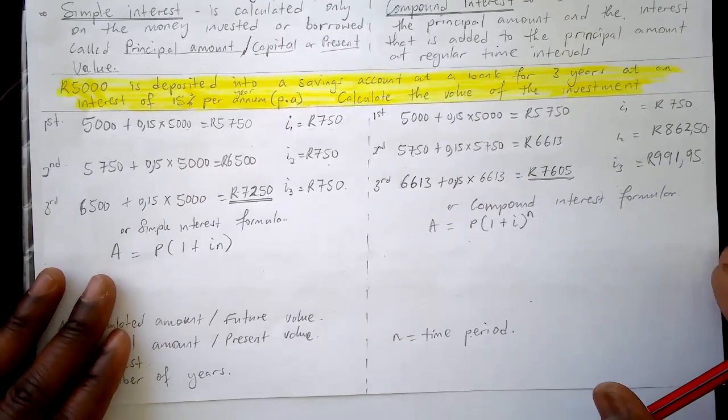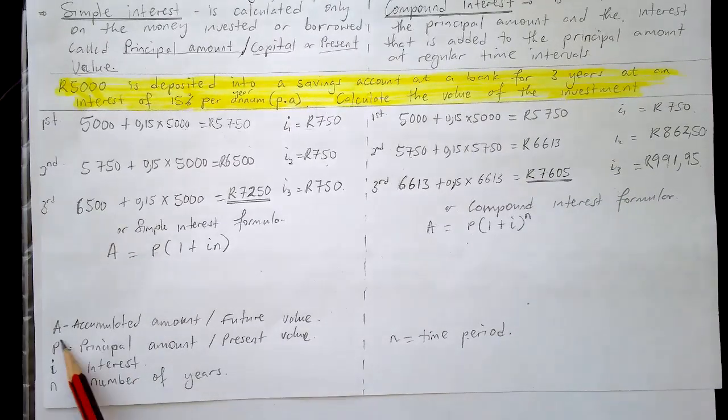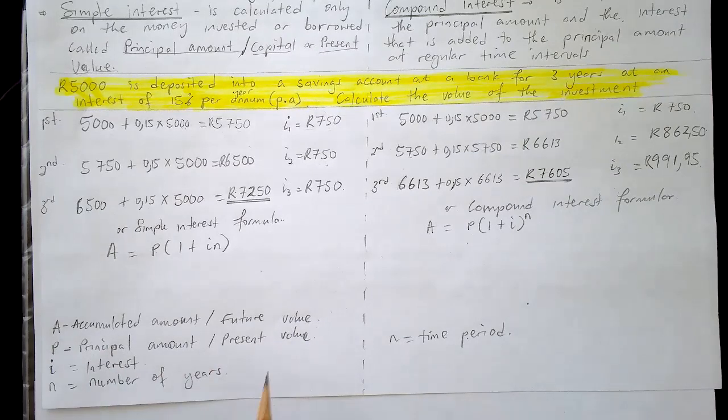In the formulas, A is the accumulated amount, which is the future value, and P represents the principal amount, which is the present value. I is your interest, and N is the number of years. N in this case is the time period, but it's still the number of years. But you understand the difference now when you're dealing with simple interest and compound interest, because your N can be number of weeks, number of months, or number of 6-month intervals in a year.